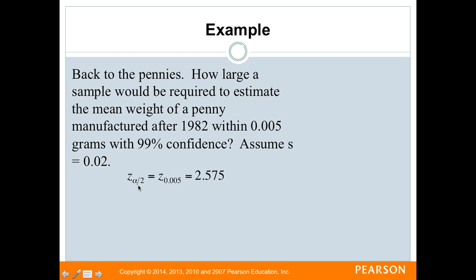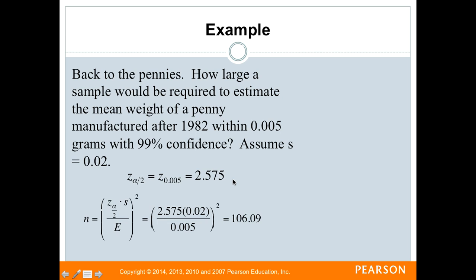So for z alpha over 2, we know that alpha is going to be 0.01, 1%. And we know that 99% confidence, back from section 9.1, corresponds directly with a critical value of 2.575. That was one of our nice critical values on our table, so we're going to use that. In order to calculate our sample size, we take that critical value, multiply by s, which is 0.02, divide by our error, which was 0.005, and then square the whole thing. And we end up with 106.09. That would round up to 107.